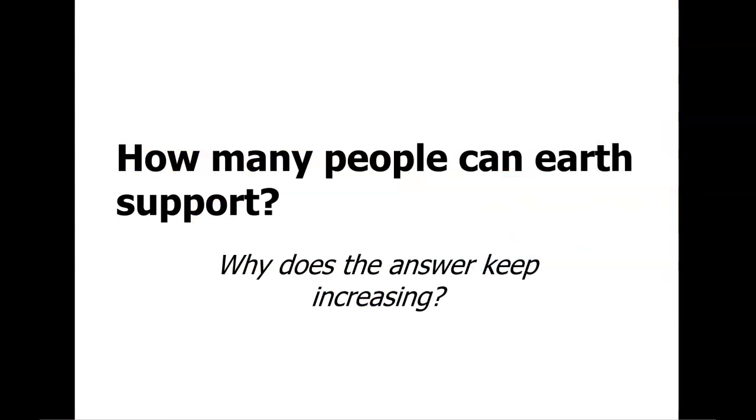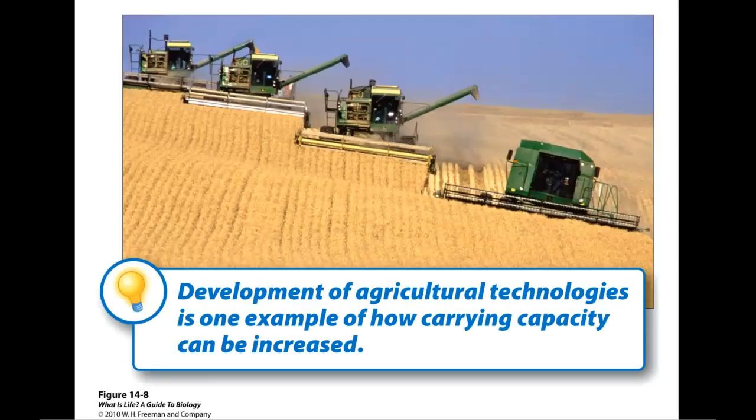So how many people can Earth support? And why does that answer keep increasing? At first, we thought it was about 7 billion. Well, we're over that 7 billion now, and so we keep increasing that number. Why does it keep increasing?